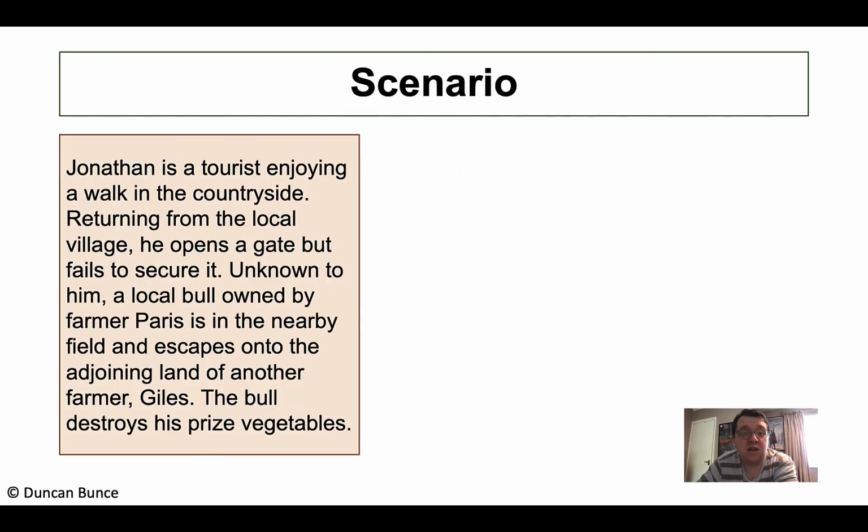Scenario then, and there is only one this week for you to consider. So I've put here, Jonathan is a tourist enjoying a walk in the countryside. Returning from the local village, he opens a gate but fails to secure it. Unknown to him, a local bull owned by Farmer Paris is in the nearby field and escapes onto the adjoining land of another farmer, Giles. The bull destroys his prize vegetables, so it's for you to decide here whether or not there is, if you will, going to be a successful claim by the defendant.